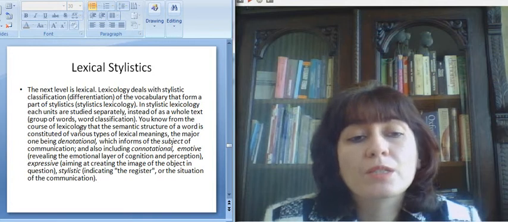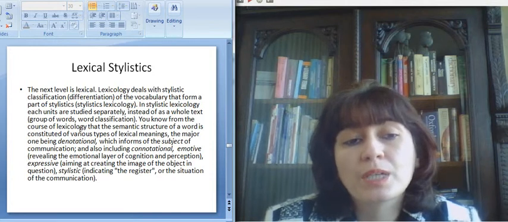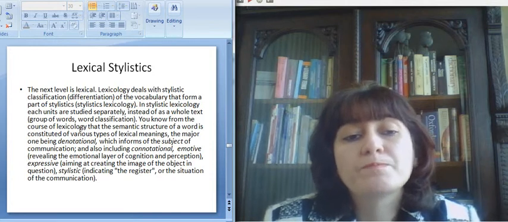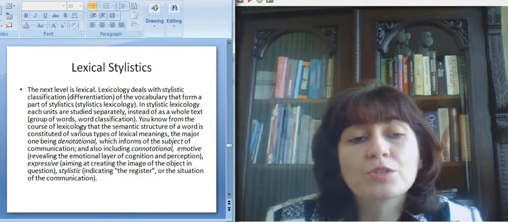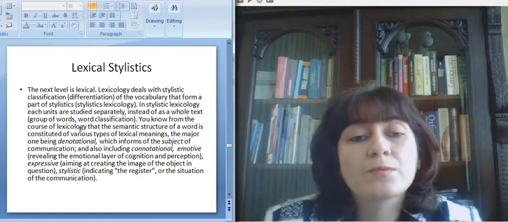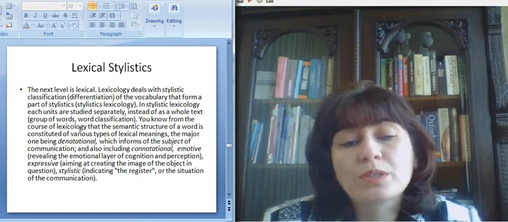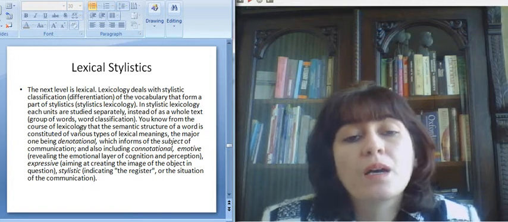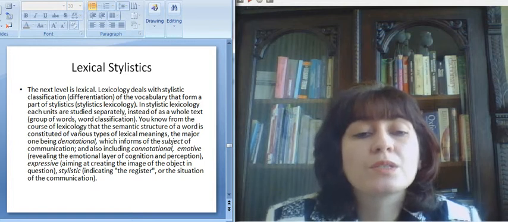The next level is lexical level. Lexicology, as you remember, deals with stylistic classification, differentiation of the vocabulary that form a part of stylistics. In stylistic lexicology, each unit is studied separately instead of as a whole text or group of words, word classification.